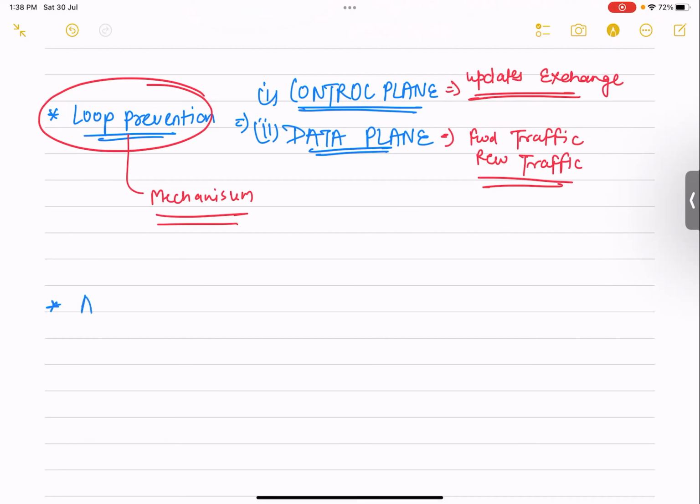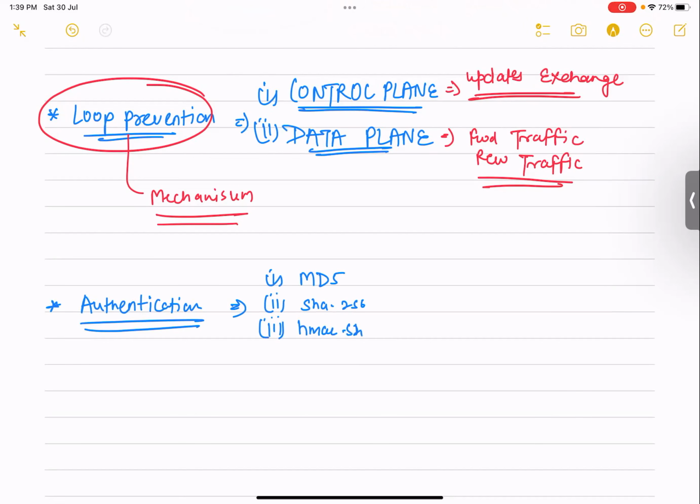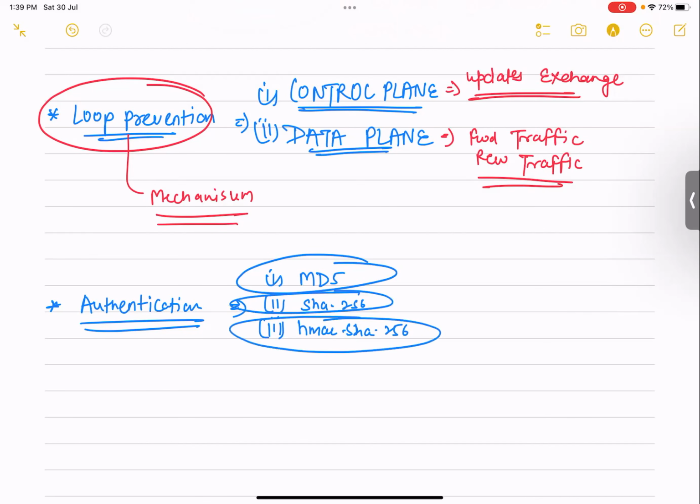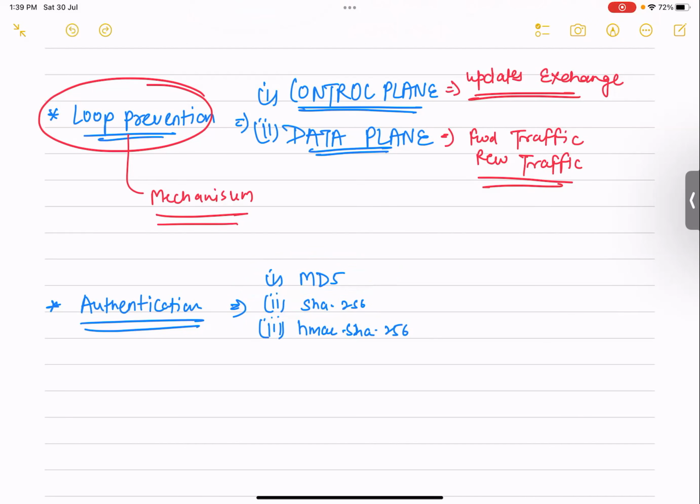One more thing: authentication. We are getting first MD5, then SHA-256, and HMAC. Clear?